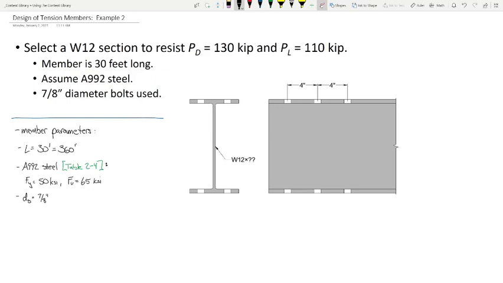So our bolt diameter is 7/8 of an inch. What does that make our hole diameter? 1 inch. Okay. So again, hopefully making things pretty instinctual. Okay, so our first step is to do what?